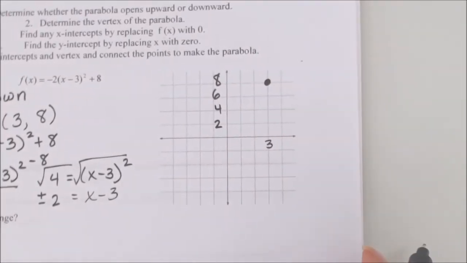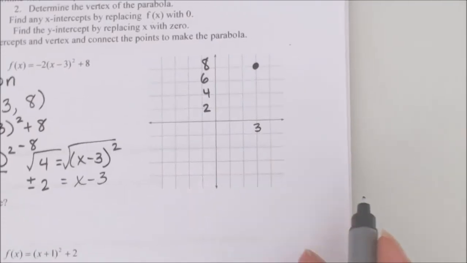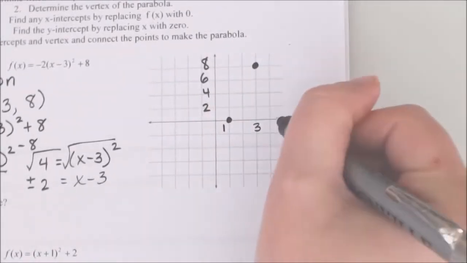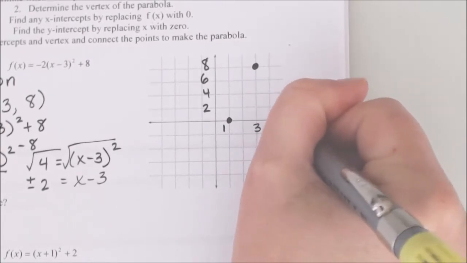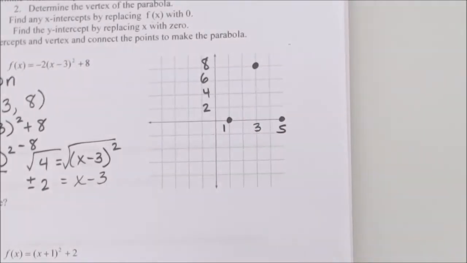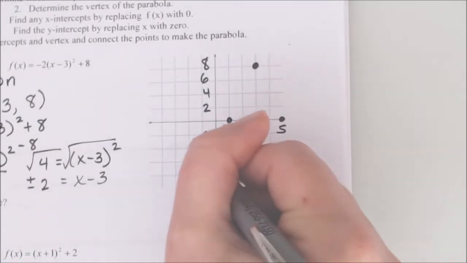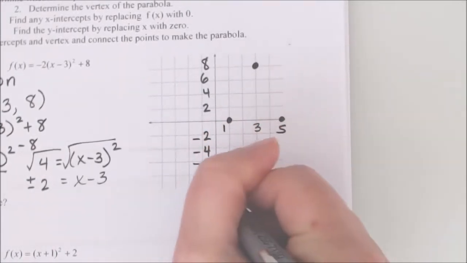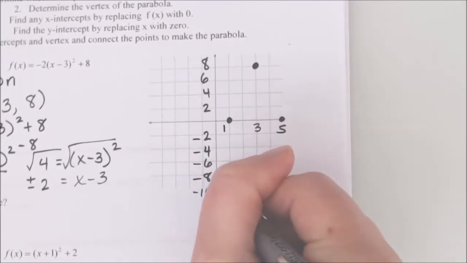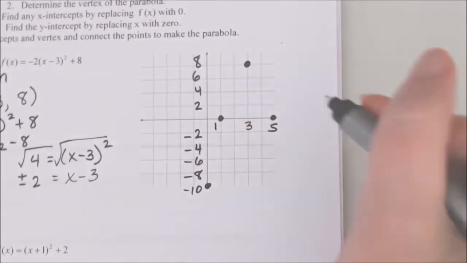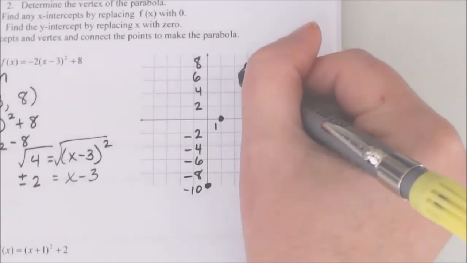We said it would open down. We said it had x-intercepts, if you'll recall, at positive 1. So I'll put the point there. And at positive 5, so I'll put a point there. And then the y-intercept was at negative 10. So I'm going to count down by 2s again, negative 2, negative 6, negative 8, and negative 10. So there's my y-intercept. And then I'm going to connect all of this to make my graph. And it should make sense that it opens down based on what we have.